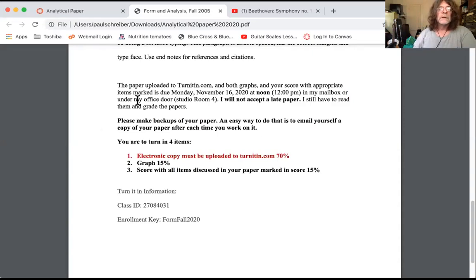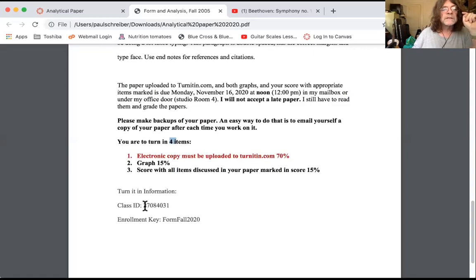So it says 4 items, and I just removed one of the items, and I didn't realize it said 4 items. It's only 3 items here because usually I make people print it out and also give it to me. But since we're not in that mode right now, the electronic copy must be uploaded. So it should say 4 or 3. So this is something I have to fix. That's worth 70%.